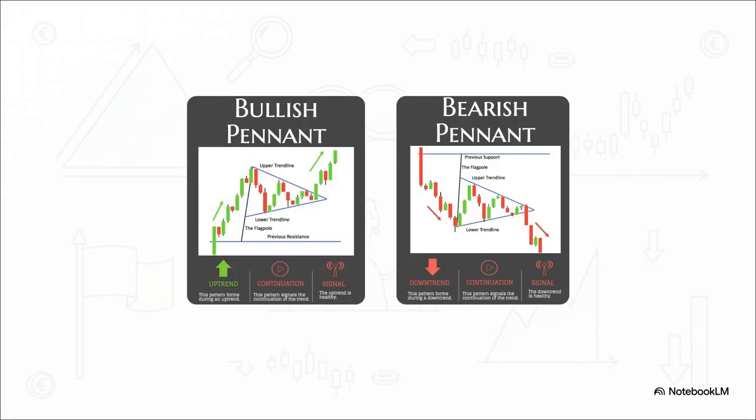Now, closely related to flags are pennants. The setup is almost identical, really. You still have that massive vertical flagpole, but notice the key difference in the consolidation phase here. Instead of a parallel channel, pennants form this narrowing triangle shape. Our source notes that this tightening range actually shows a less intensive effort by the market to reverse the trend. It's basically winding up like a spring, just getting ready to snap back into the prevailing trend.